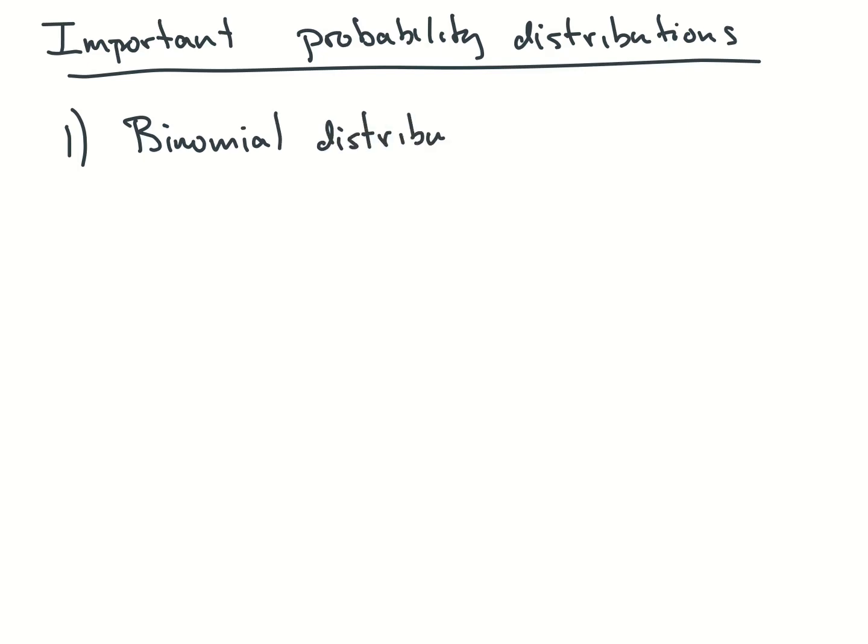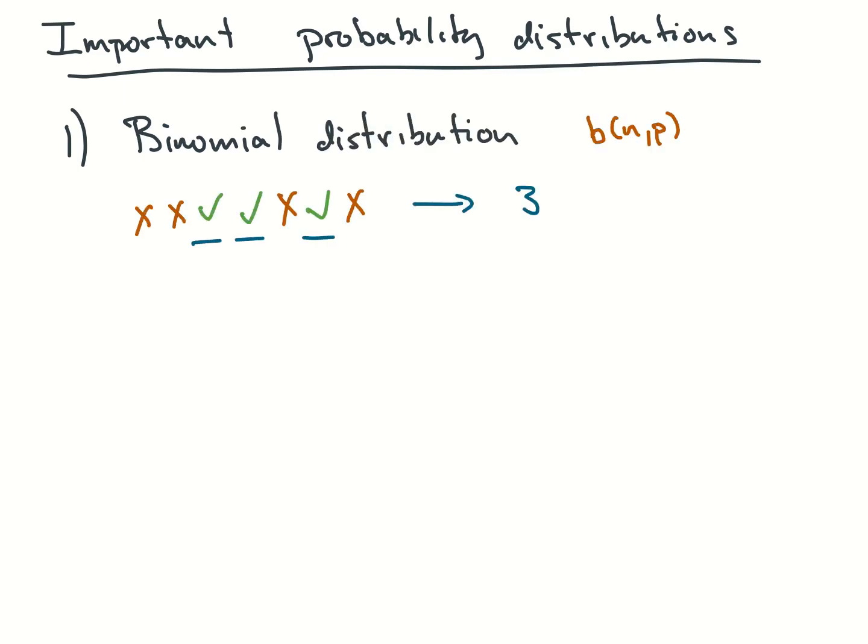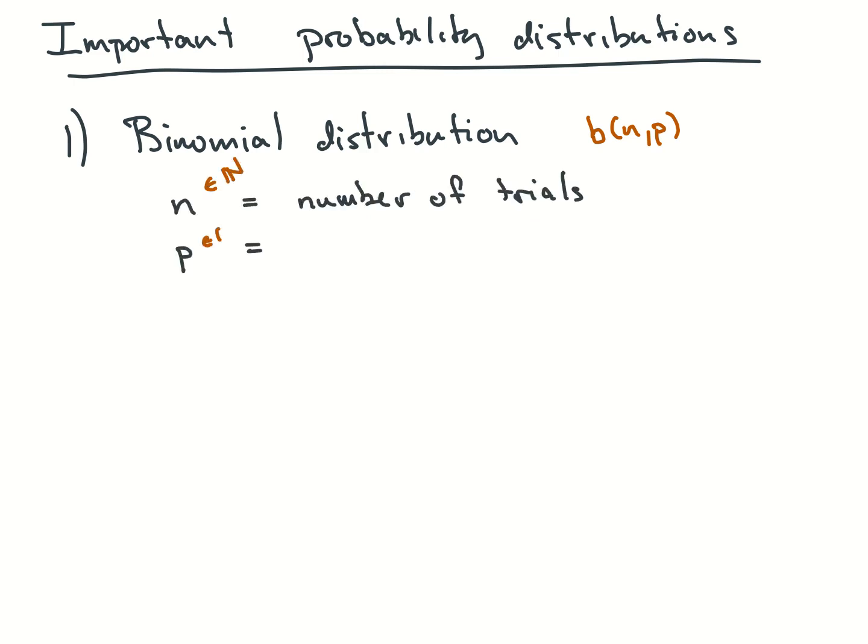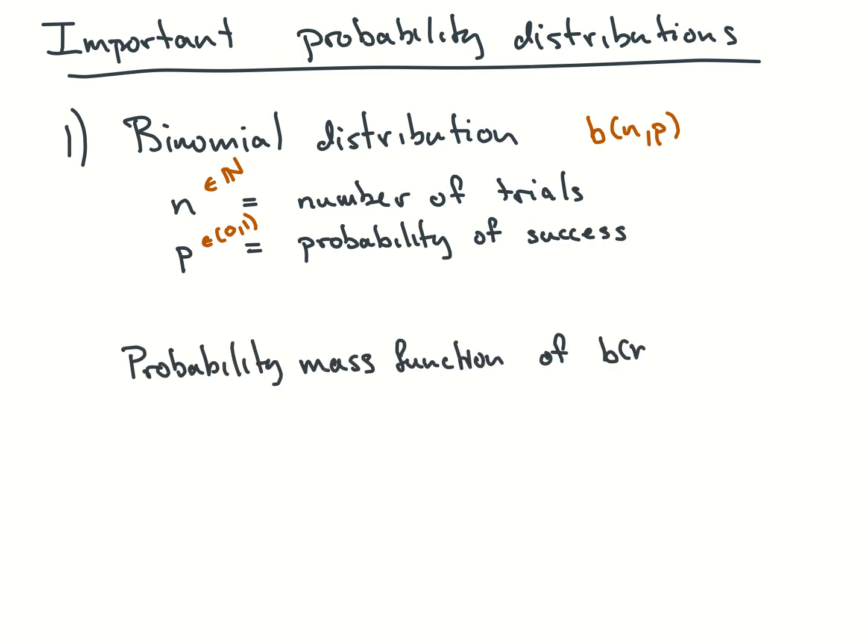Let's talk about a few of the most important examples of probability distributions. Binomial random variables are what you get when you try something a bunch of times and count how many times you succeed. Binomial distributions have two parameters, n, which is the number of trials, and p, which is the probability that each trial succeeds. The probability mass function of a binomial random variable is given by the following formula.